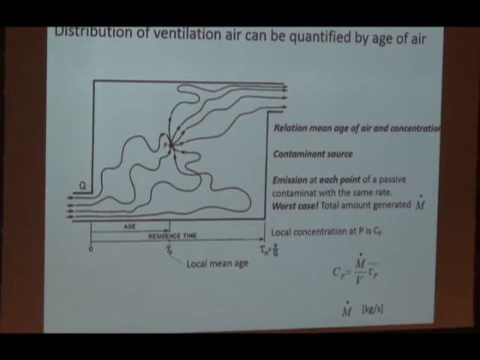There is a relation between the mean age of air at a point and contaminant concentration, due to emission at each point. You emit contaminant at each point within the room. This is a kind of worst case situation. So you can use this concept, mean age of air, to assess the contaminant concentration due to this emission source, which really is a worst case. Imagine, in each point in this room, you generate a contaminant.